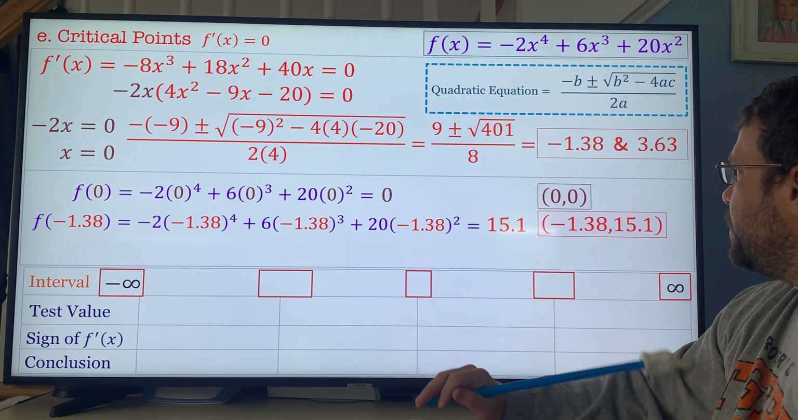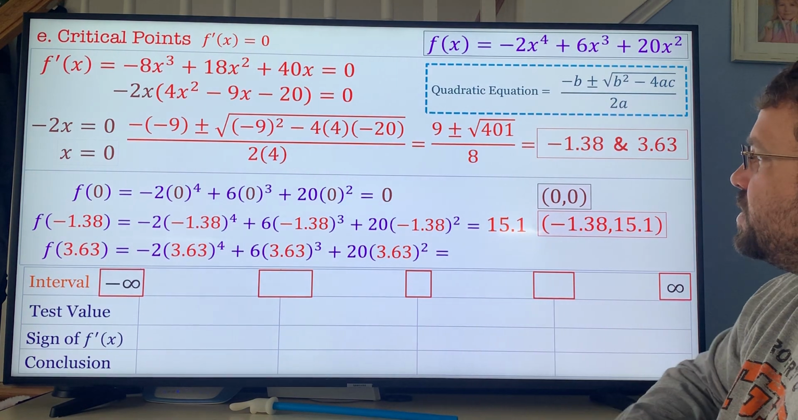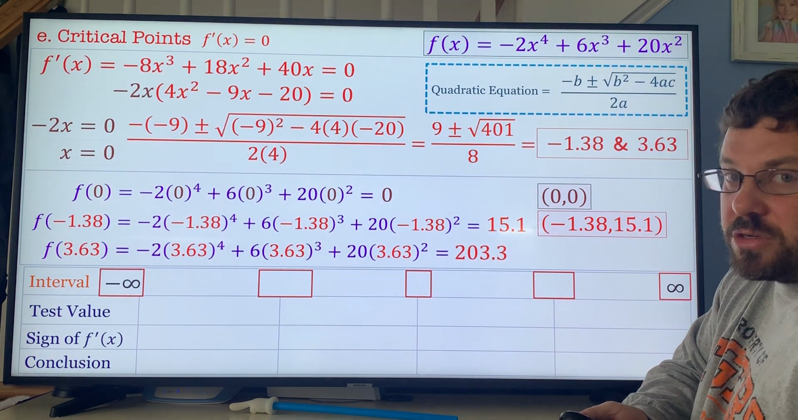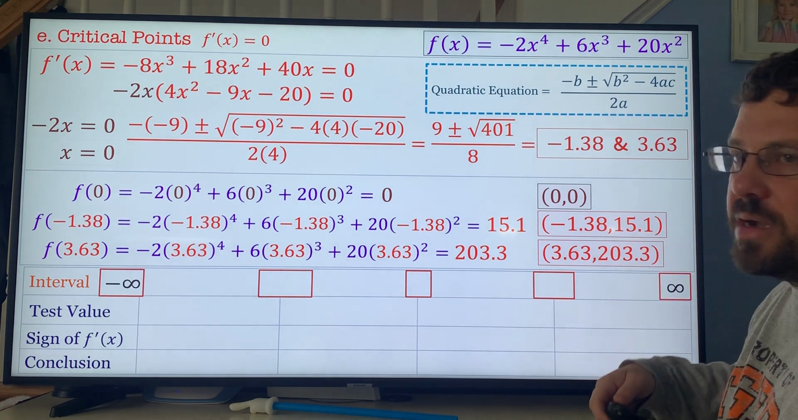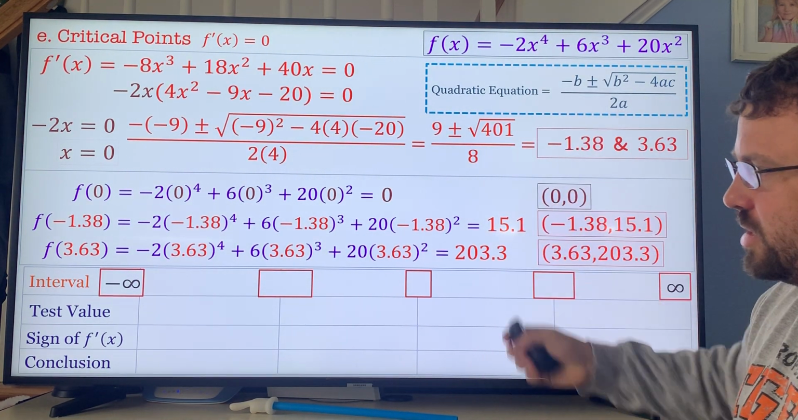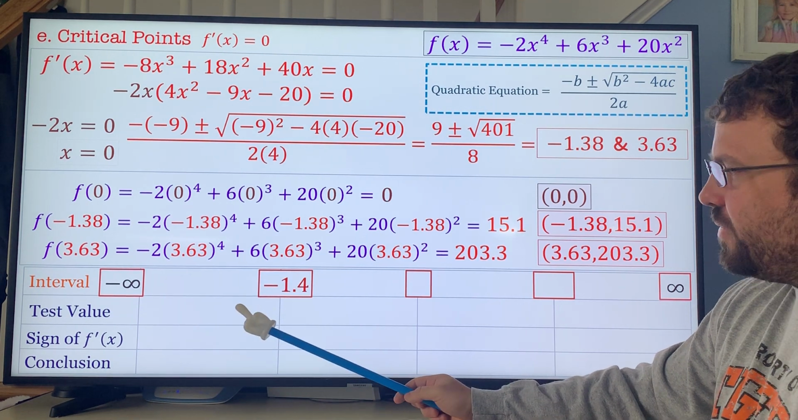Negative 1.38, 15.1 is my second point. And this is just algebra. Actually, numbers, just plug in the numbers. 2, 0, 3.3. All right, so these are my 3 critical points, the points where it switches between increasing and decreasing. I'm going to go a little faster to explain this because it's taking forever.